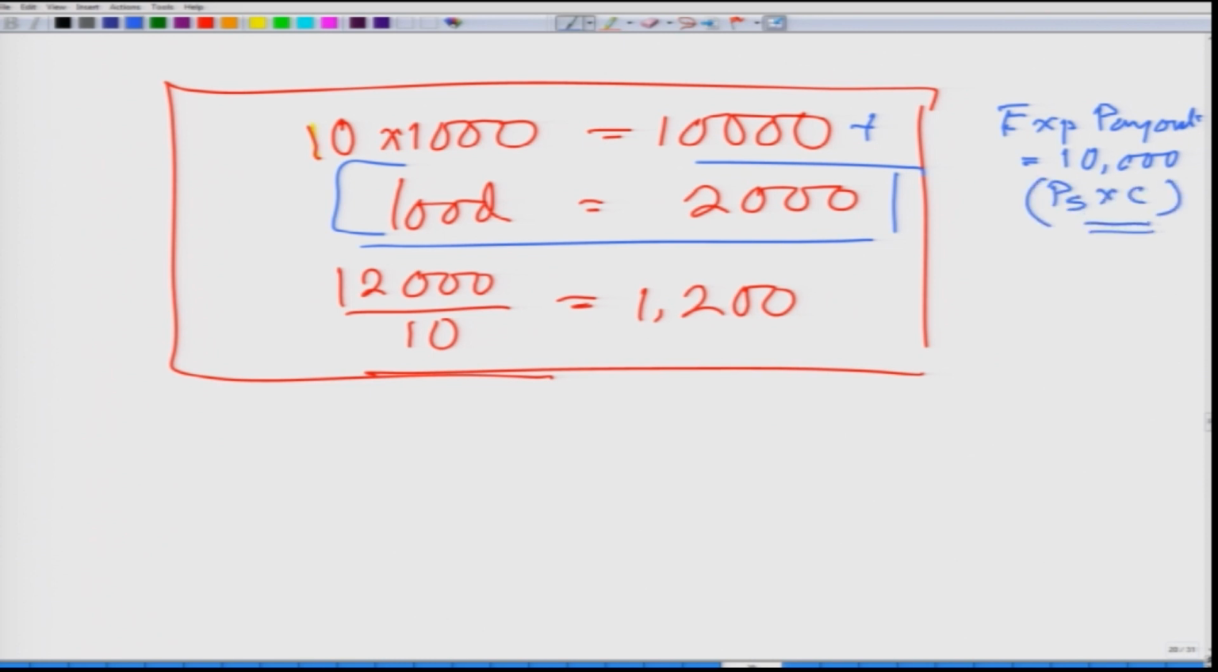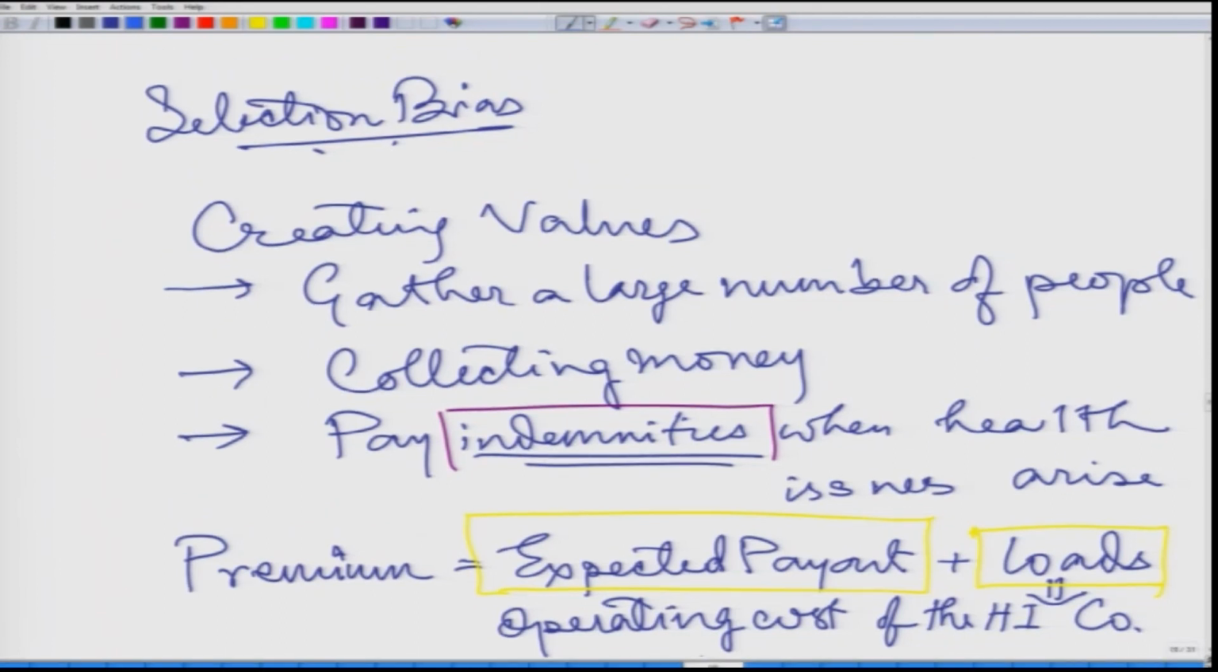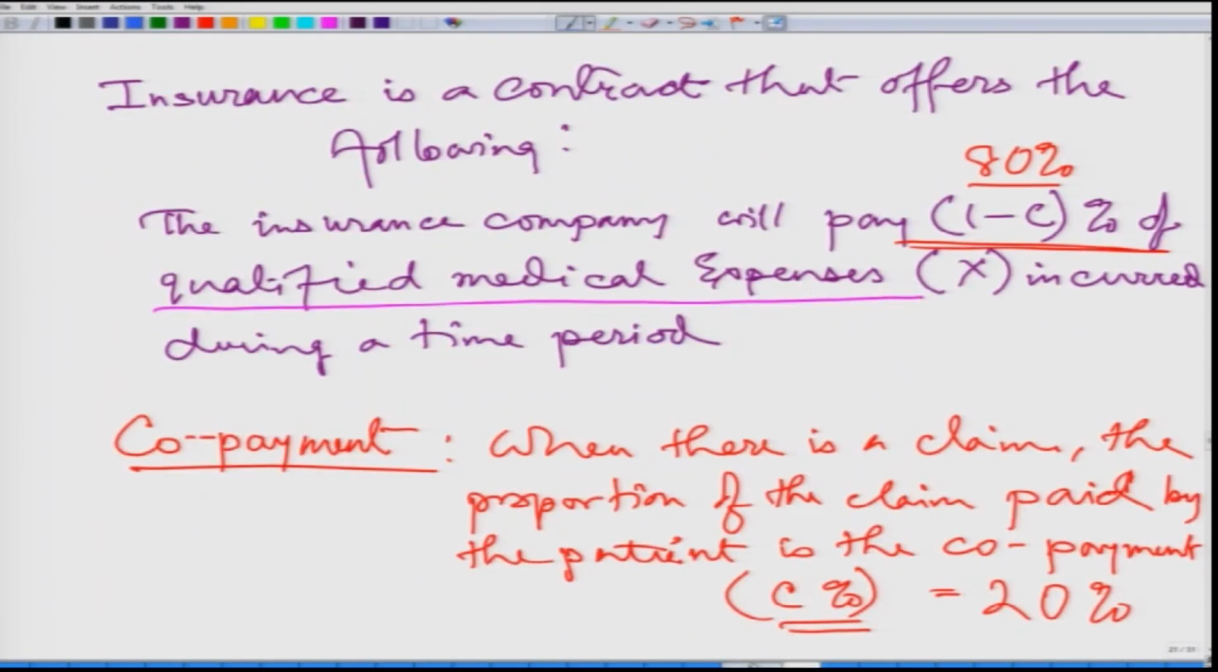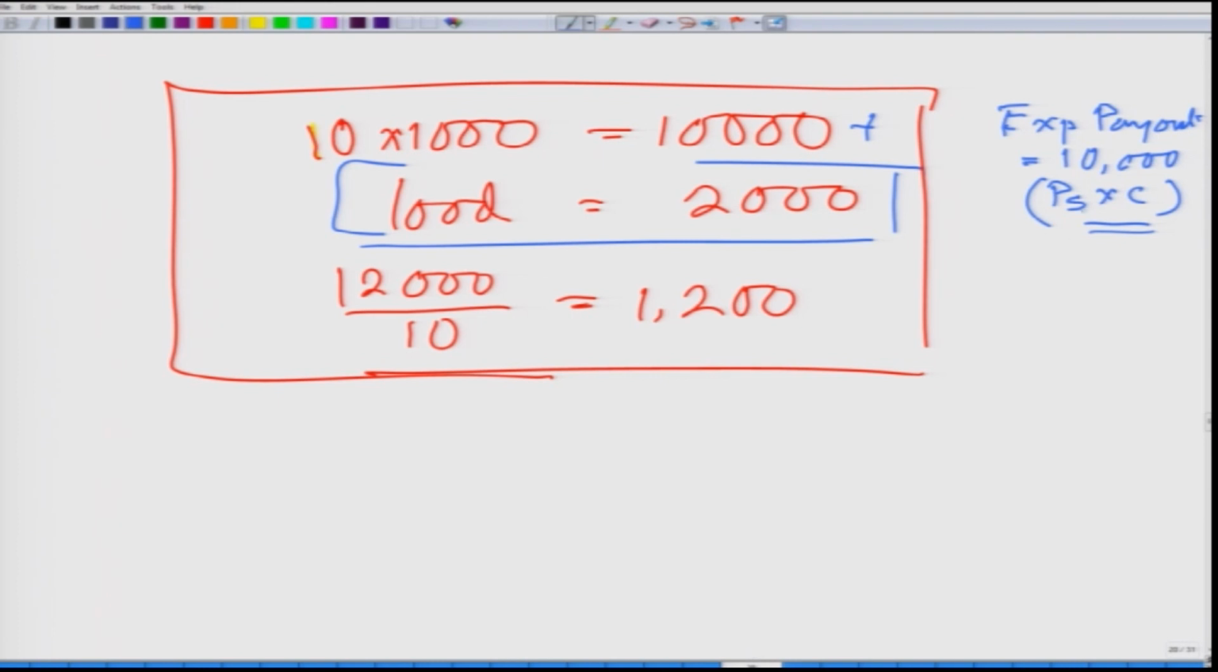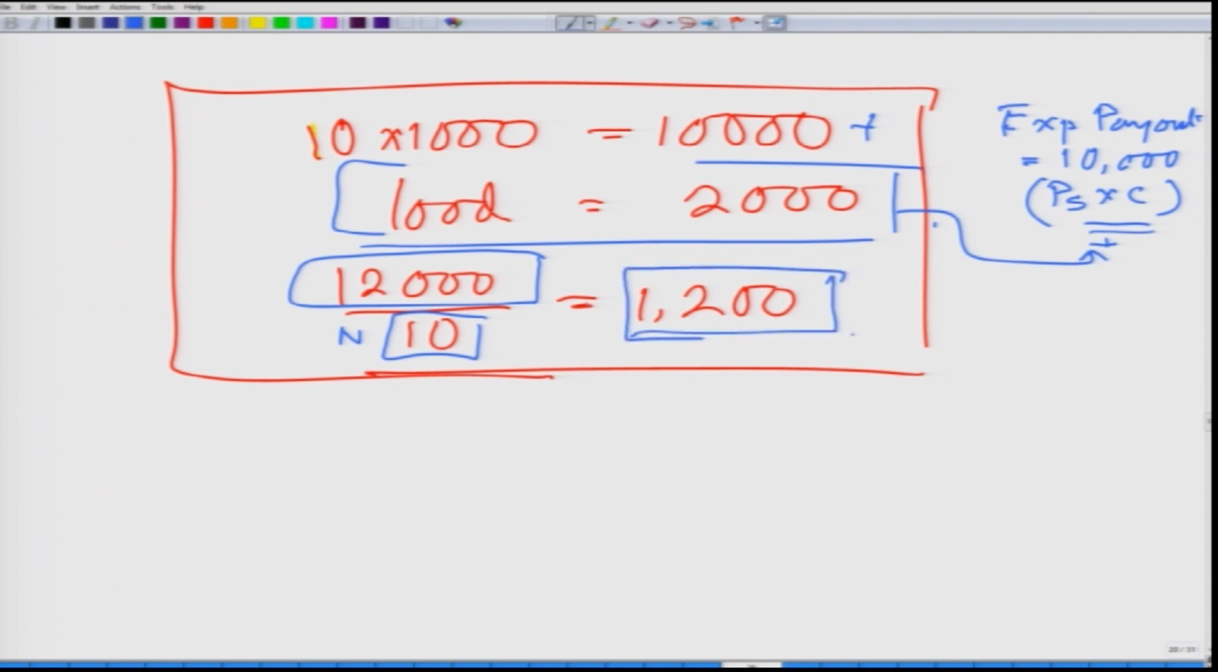And if you have got this value, just add 2000 to this, and then you get the total expenditure that, as an insurance company, you are going to incur during a particular period of time, divided by this N, which is the number of insured customers you have covered, and this is your actual premium. Your actuarially fair premium is 1000, your actual premium should be 1200, considering 2000 rupees as the load.